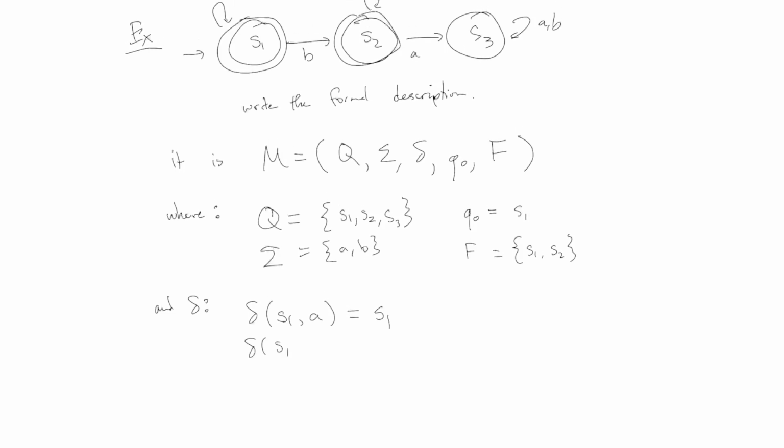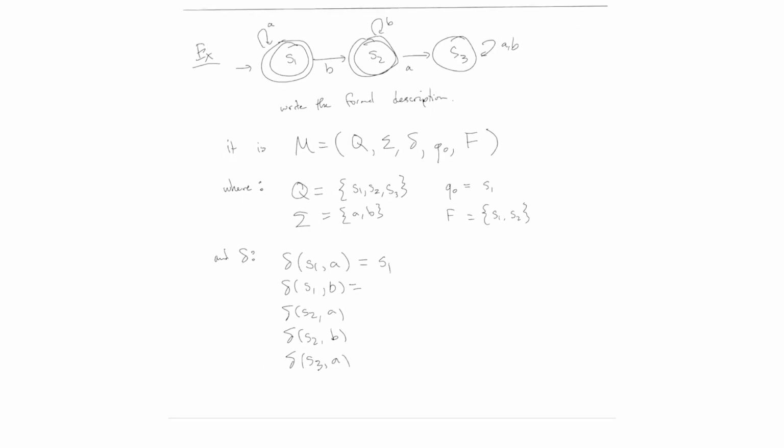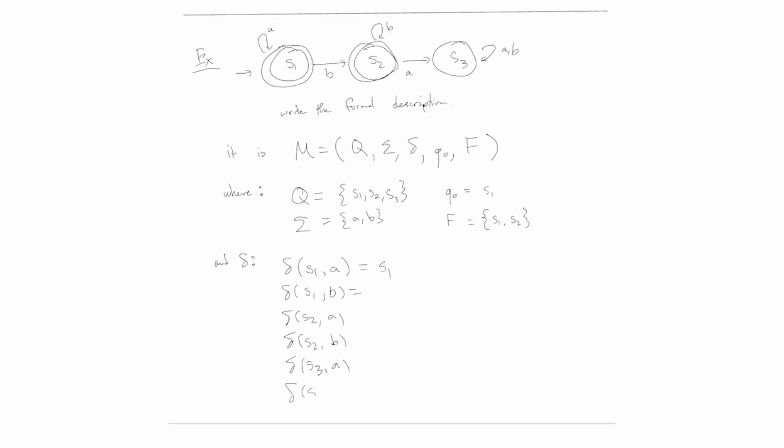I have to write down delta of S1 and B is something. Also delta of S2 and A, delta of S2 and B, delta of S3 and A. Sorry, I'm running out of space here. Delta of S3 and B. If we can write all of those, that will be the full description of this function delta. So delta of S1 and B means when I'm in state 1 and I see B, I go to state 2. So that is S2.